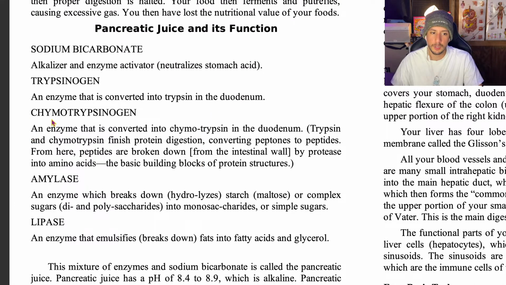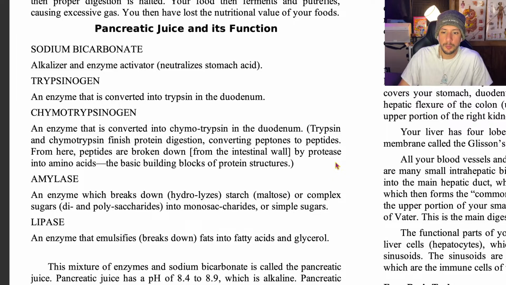We got chymotrypsinogen, an enzyme that is converted into chymotrypsin in the duodenum. Trypsin and chymotrypsin finish protein digestion, converting peptones to peptides. From here, peptides are broken down from the intestinal wall by protease into amino acids, the basic building blocks of structures.